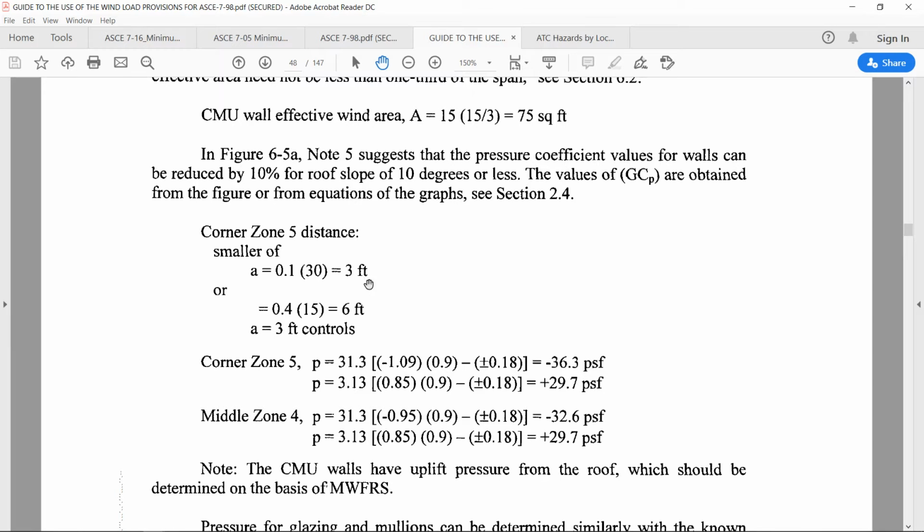So there is a definition of A. How to define this? There is a condition. This A is 0.1 of the least dimension or 0.4 of H. So because of that, the controlling factor here is 3. So maybe we can have some grids over there.